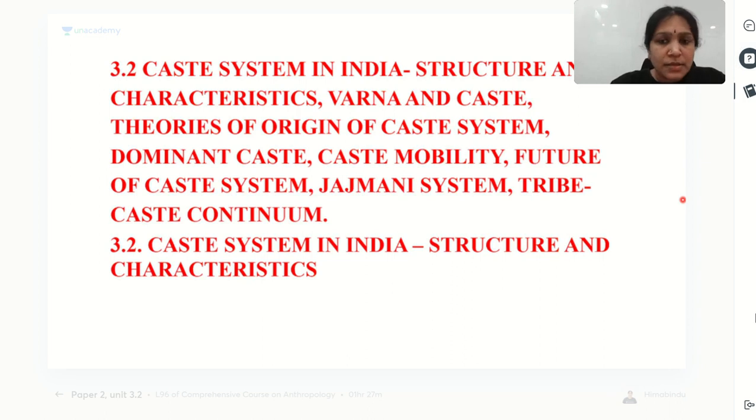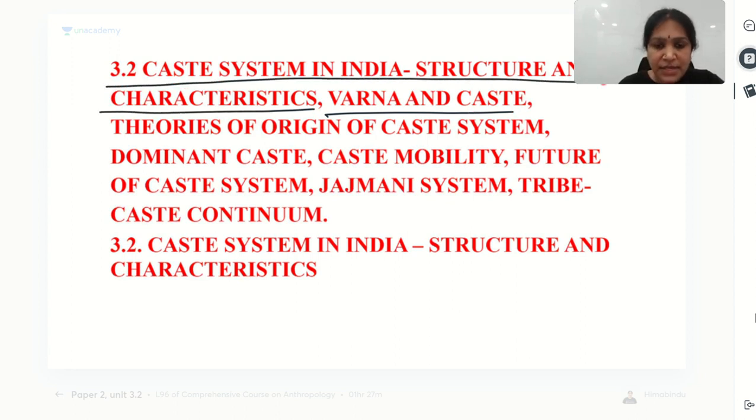Okay. So 2 days back, I think day before yesterday, we started this 3.2, that is caste system. In that, we completed the Varna and caste differences and the characteristics of the caste system. These are the two topics we have completed, right? Structure and characteristics we have completed. Caste system in India, structure and characteristics, and Varna and caste differences.